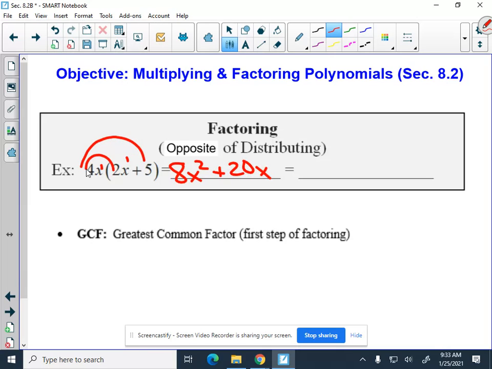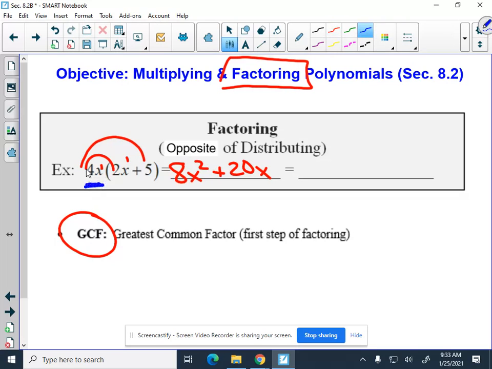Now today, what we're going to learn is to do the opposite. When you distribute, you multiply things through. When you factor, today's lesson is on factoring polynomials. Factor means you're going to take things back out and divide them back out. One of the first things you need to do is figure out what's called the GCF, which is called the greatest common factor. In this one, we already have the greatest common factor because we're going to undo what we did before.